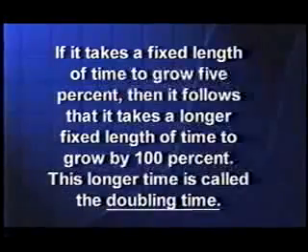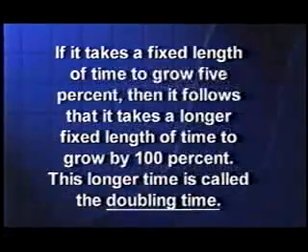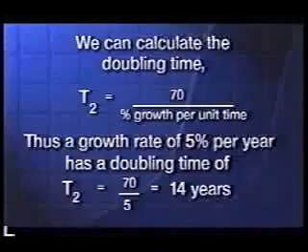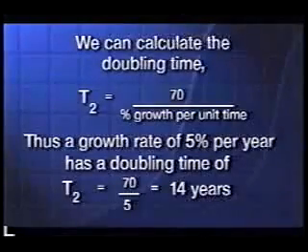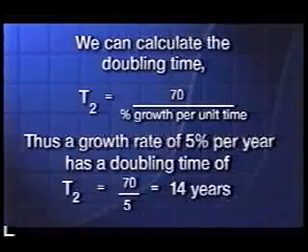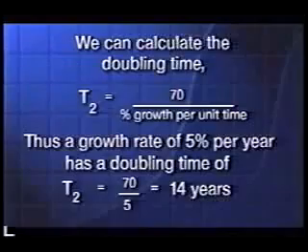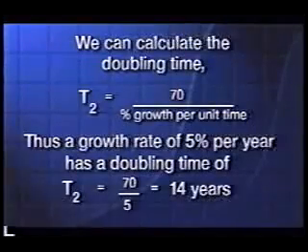Well, if it takes a fixed length of time to grow 5%, it follows it takes a longer fixed length of time to grow 100%. Now that longer time is called the doubling time. We need to know how you calculate the doubling time, and it's easy. You just take the number 70, divide it by the percent growth per unit time, and that gives you the doubling time. So in our example of 5% per year, you divide the 5 into 70, and you find that the growing quantity will double in size every 14 years.